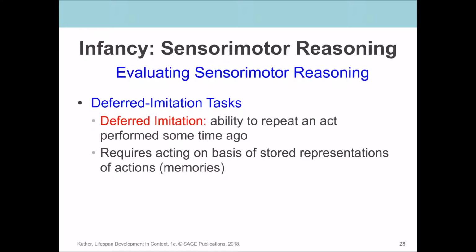So Piaget believed infants under 18 months couldn't engage in deferred imitation because they lack mental representation abilities. But contemporary research shows that infants can engage in deferred imitation. So that's one major criticism of Piaget's, at least of the timing of some of these skills and abilities.